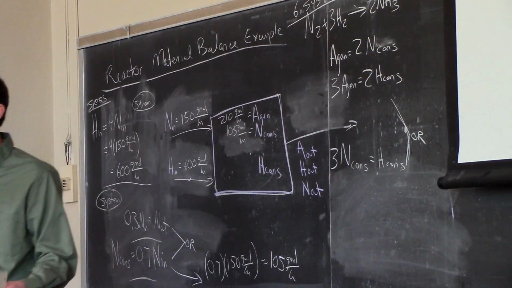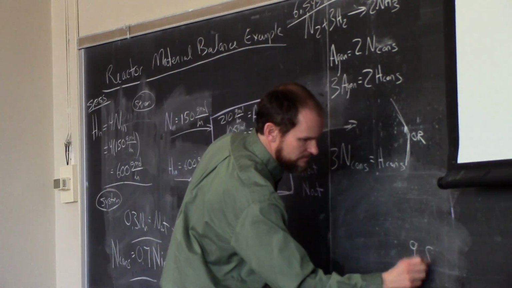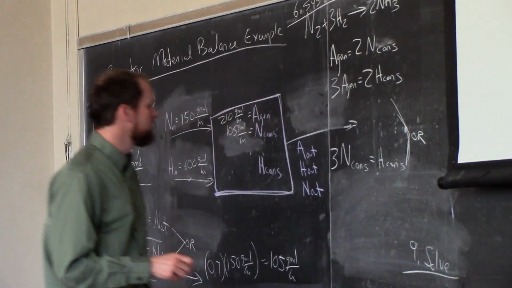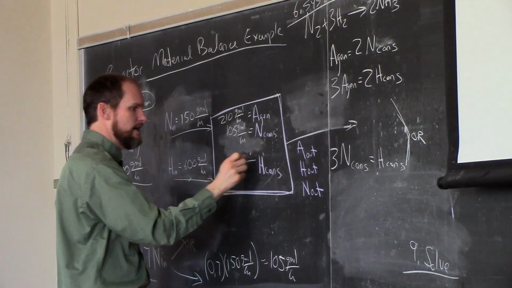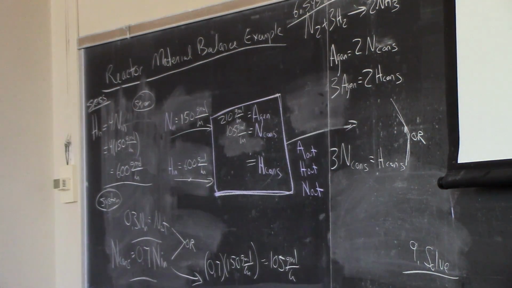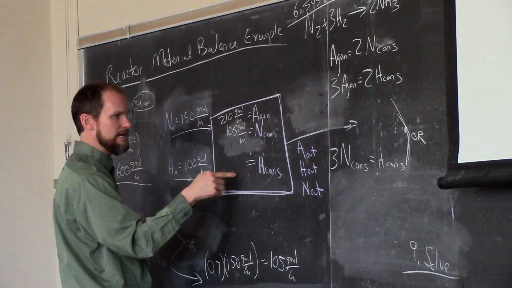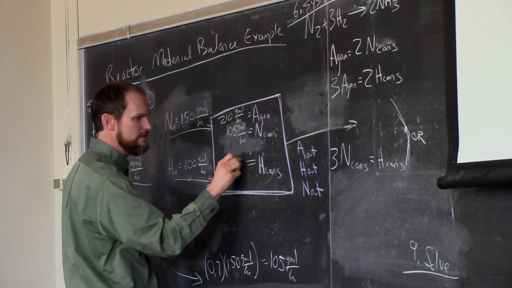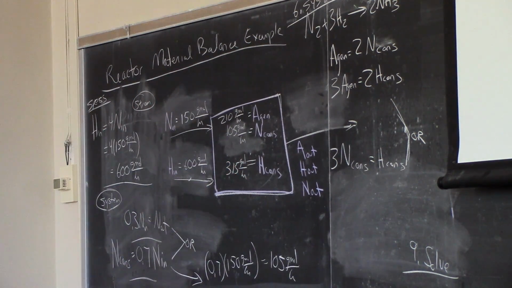And we're doing step 9 now, which is solve. Start plugging things together. H consumed, how can I get H consumed? H in minus H out, but I don't know H out yet. 3N consumed is H consumed, so N consumed is 105, so I'm going to get 315 millimoles per hour consumed there. Now, how do I get the outs?